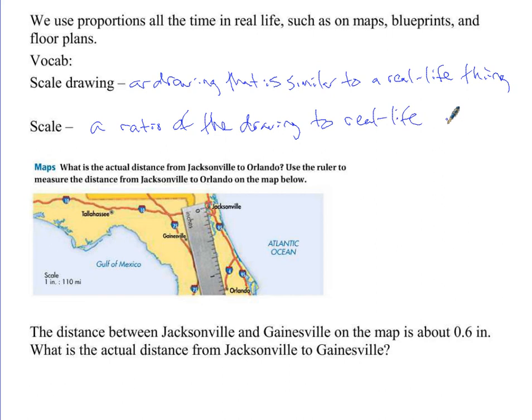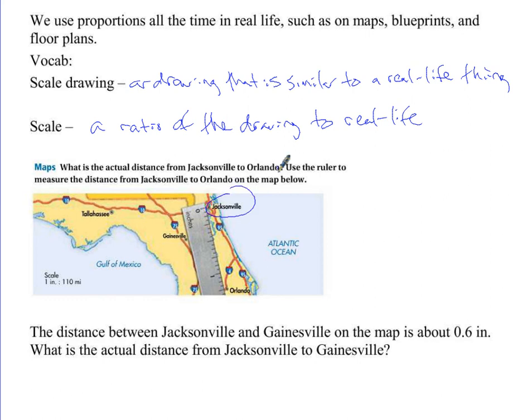And maybe it's not a drawing, maybe it's a model, a scale model. The scale there is the ratio of the size of the smaller thing to the size of the larger thing. So the most common way to use scale or scale drawings is on maps. We have a map here of the top half of Florida. Jacksonville, Florida is sitting right here.